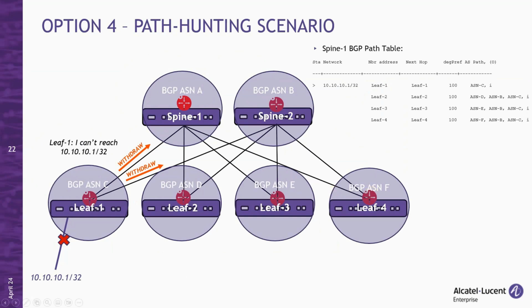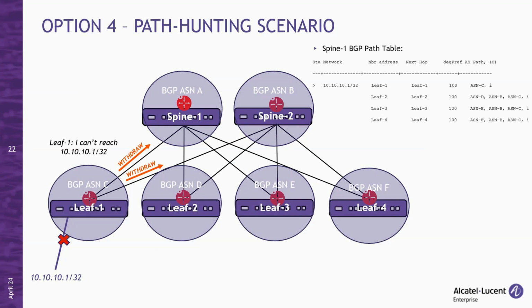So assume we have a route 10.10.10.1/32 connected to leaf 1. From spine 1's point of view, the route in the BGP table has 4 different paths, as shown in this slide. The best path is directly to leaf 1. Other paths are learned through the other leaf switches 2, 3, and 4, but they are not used since BGP only uses the best path. The default advertisement interval for BGP in the OmniSwitch implementation is 30 seconds.